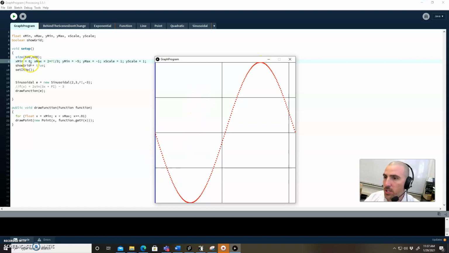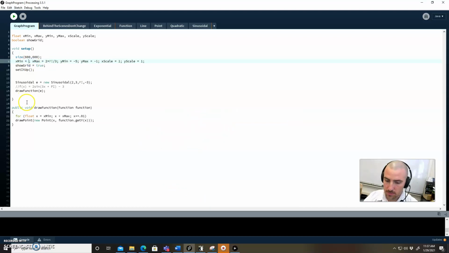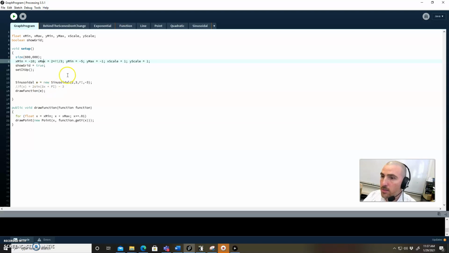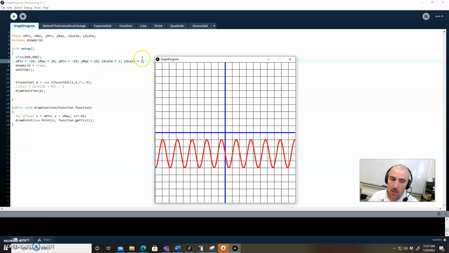So I'm going to change this back before I forget. Negative 10, semicolon, x max, okay, is 10, negative 10, y max, 10. Try that again. This is the original. Yep. Okay, so that is the sinusoidal class.